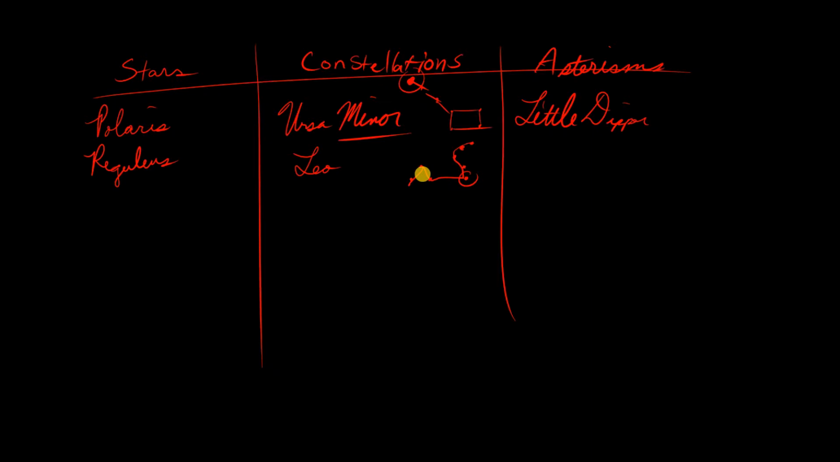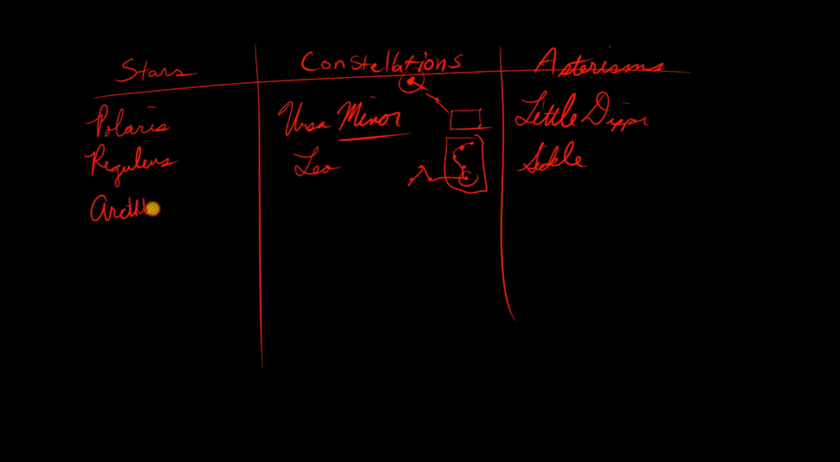All right, the next one is, of course, what's the asterism that's contained within Leo? You should be saying the Sickle. That's going to be this boxed portion right here. All right, so after Leo, we talked about a couple of others. We mentioned the star Arcturus.